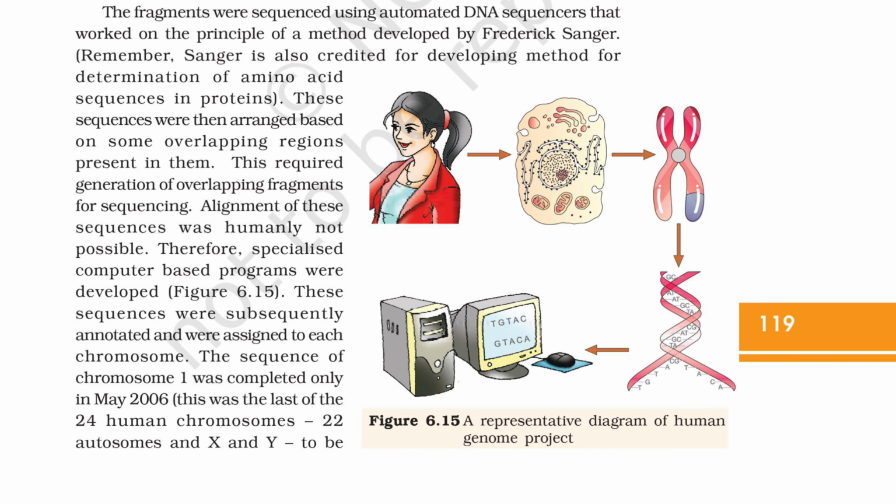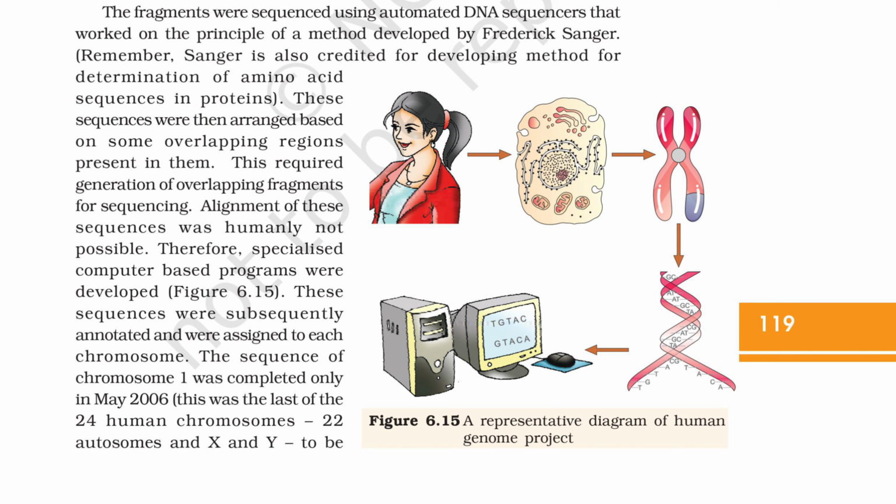The fragments were sequenced using automated DNA sequencers that worked on the principle of a method developed by Frederick Sanger. Remember, Sanger is also credited for developing method for determination of amino acid sequences in proteins. These sequences were then arranged based on some overlapping regions present in them. This required generation of overlapping fragments for sequencing. Alignment of these sequences was humanly not possible. Therefore, specialized computer-based programs were developed. These sequences were subsequently annotated and were assigned to each chromosome.